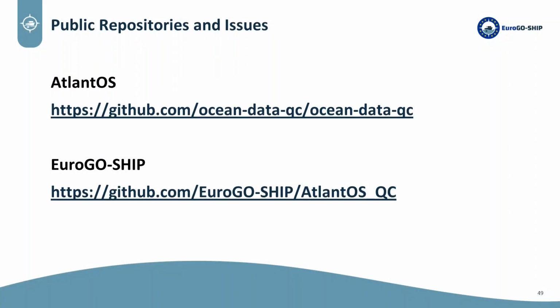The software was developed entirely with open-source technologies, and the code was initially published in a public repository as part of the Atlantos project. The repository was later moved here for the phase funded by the EuroGO-SHIP project. This new repository contains the most up-to-date code and releases, and also serves as the platform for reporting bugs, requesting new features, or discussing any functionality.